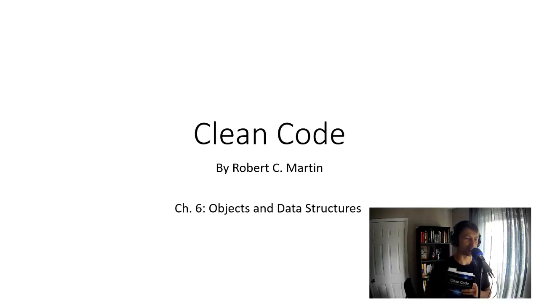My name is Chris, and today we're going to continue along with the book Clean Code by Uncle Robert C. Martin. Today we're going to be talking about objects and data structures. If you guys remember last time, we discussed Chapter 5, which was all about formatting. So how you structure the code within your specific files within your project.